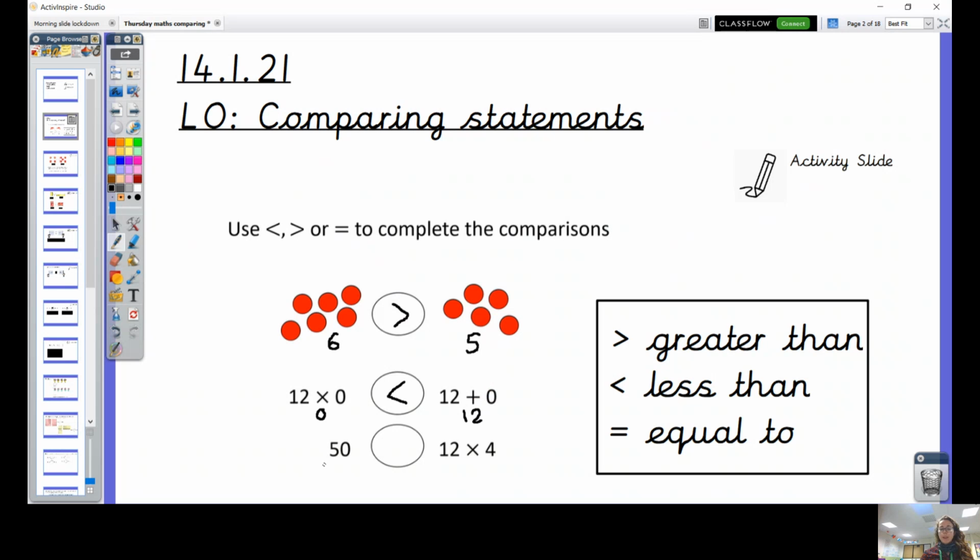Okay. Now the last one, let's have a look. We've got 50. I don't need to do any working out because I've got the number there, but here I do. 12 times 4. Well, I know 10 times 4 is 40. 11 times 4 is 44. 4 more is 48, and I can see straight away that 50 is greater than 48. Okay, so mark those, tick them if you got them right.